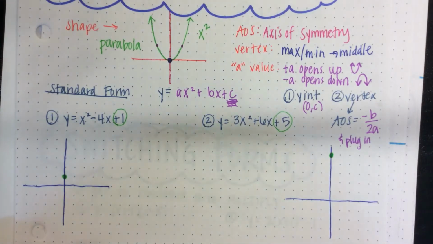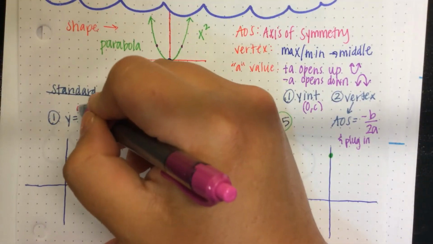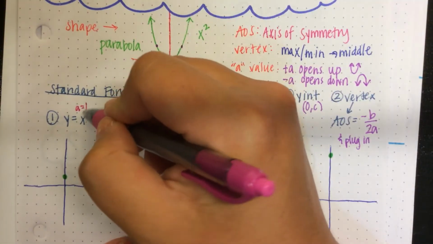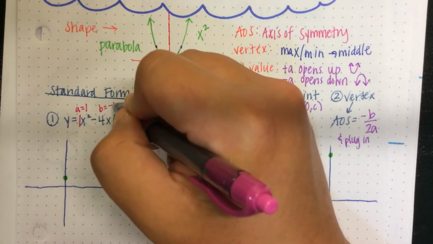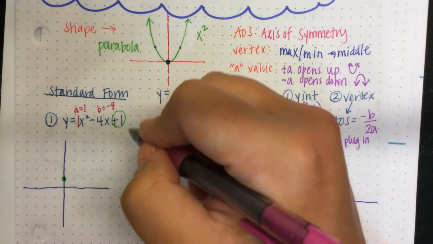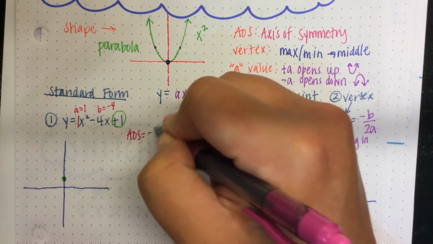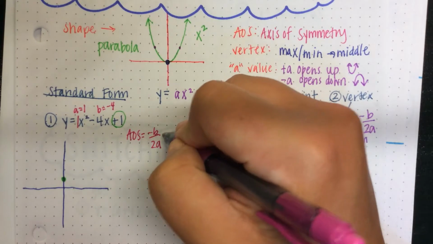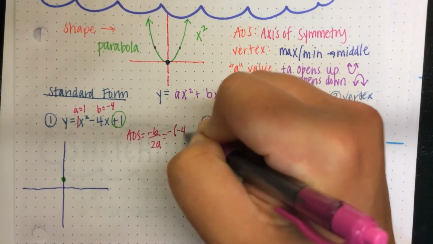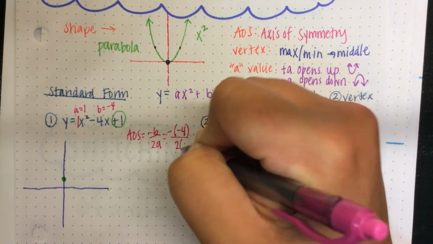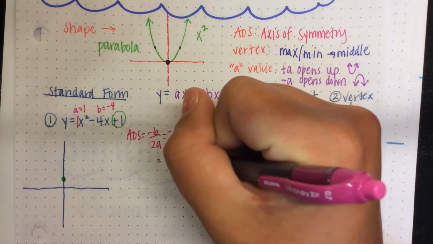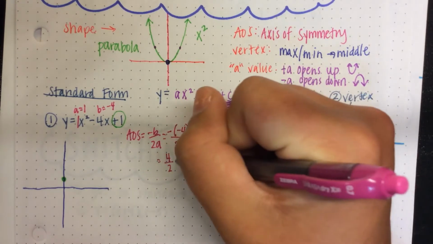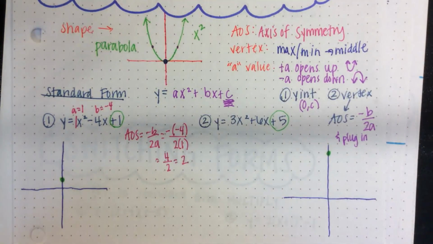All right, my axis of symmetry is negative b over 2a. So my a for the first one is a 1 because there's nothing in front there, so you can assume it's a 1. And my b is a negative 4. Make sure you keep the right sign. So to find the axis of symmetry, I do negative b over 2a, which is going to be negative negative 4 over 2 times 1. Right? Well, negative becomes positive, so this is going to end up being 4 over 2 times 1 is 2. 4 over 2 is 2.